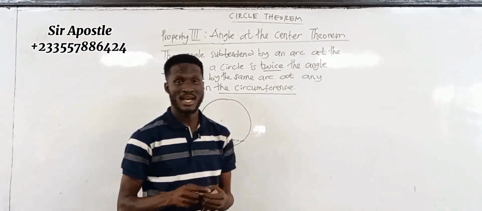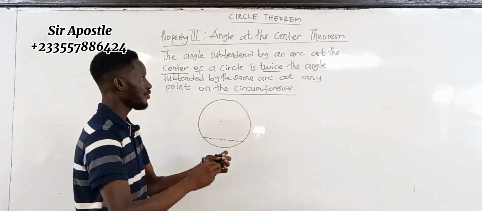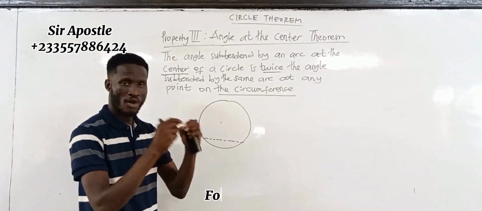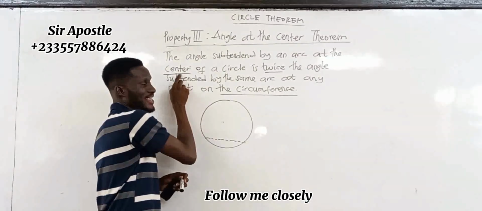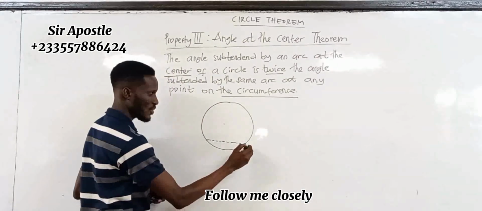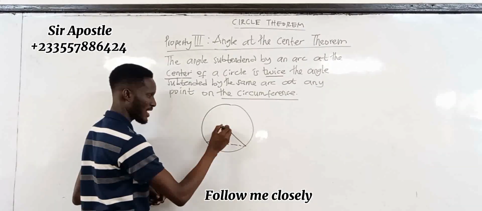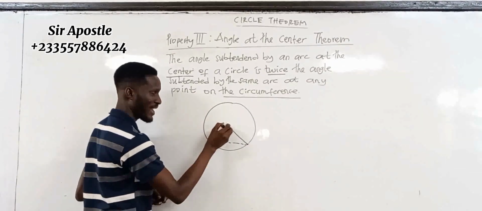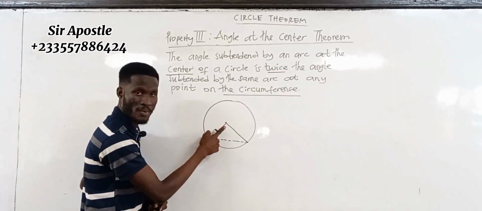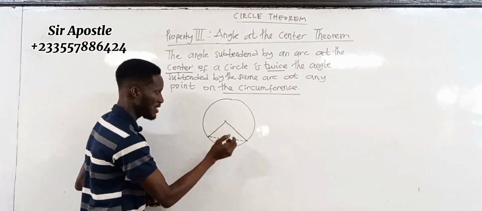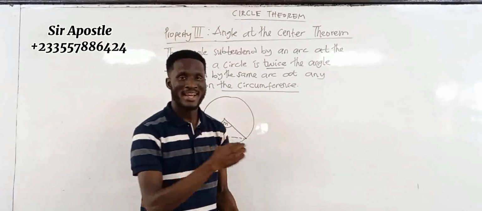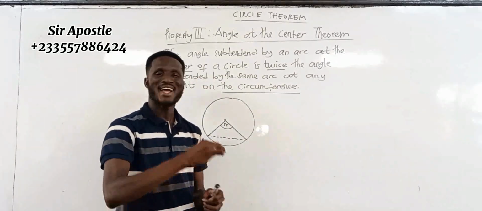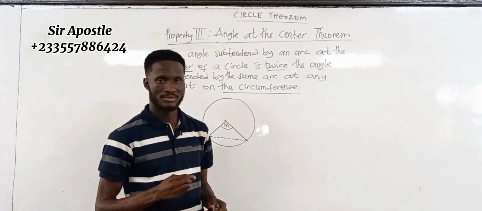So what we are saying is that the arc subtended to form an angle at the center of a circle. This one will come here at the center, this one will come here at the center, so it is forming an angle here. You get it? Now let me label the angle M. This is the angle formed by the chord or the arcs at the center of a circle.